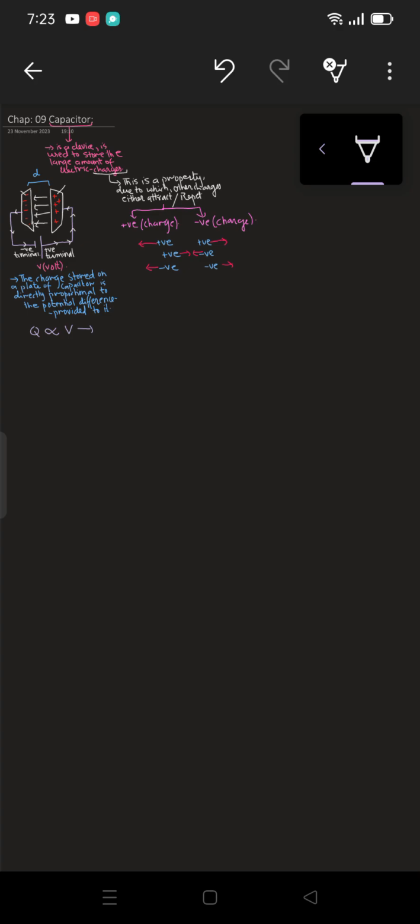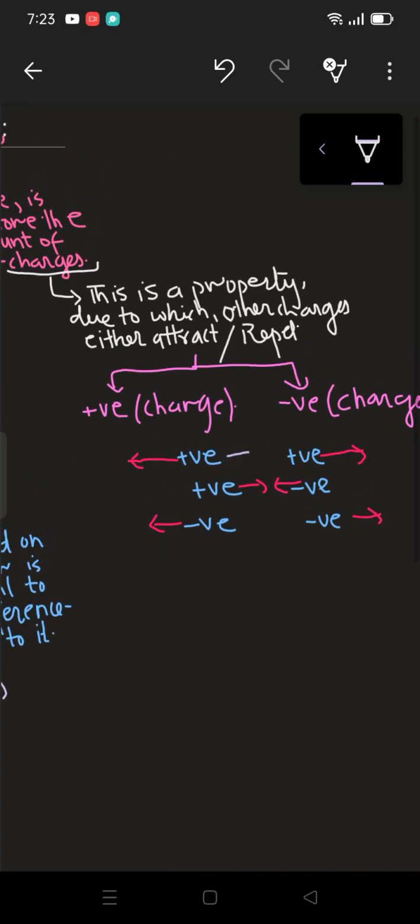Then we discussed what is charge. Charge is a property due to which any other electric charge is going to feel a force of attraction or repulsion, right? For example, if you have a positive charge and another charge comes near to it, that charge would be attracted if it is negative, and it can be repelled as well if it is the same as the charge we have taken. So we have two types of charges, positive and negative.